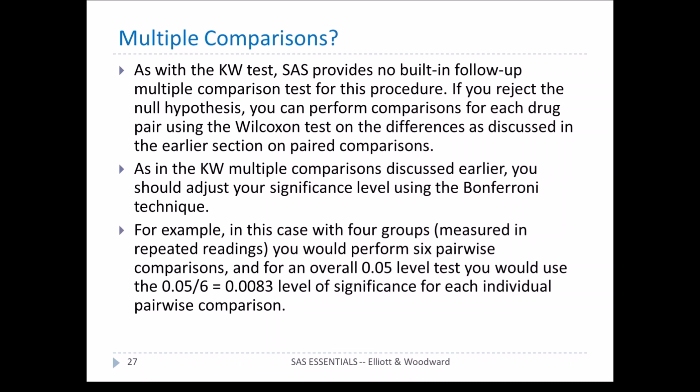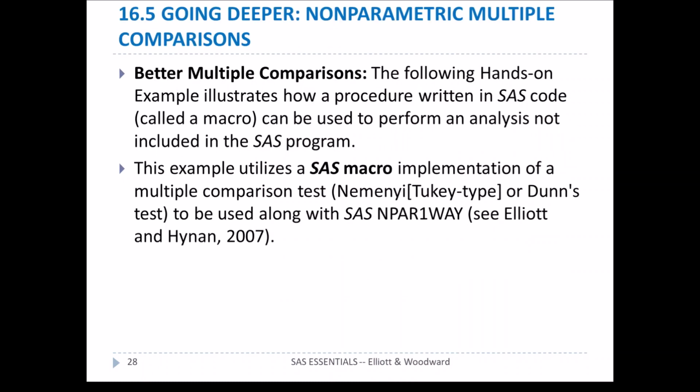This is discussed in the text, and I won't go into it more right here, but there is a way you could do this using a Bonferroni technique. But we're going to look at a way to do this that is a little more straightforward, using a SAS macro implementation of a multiple comparison test called the Nemenyi or Tukey type or Dunn's test, which goes along with the SAS NPAR1WAY, and there's a paper mentioned there that you can look up for the details about this test.